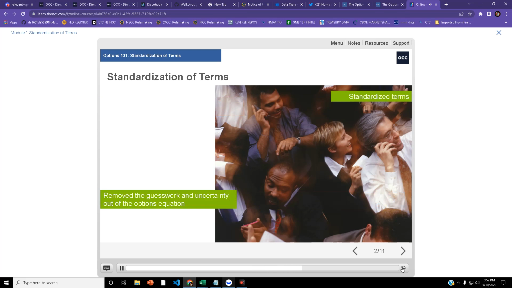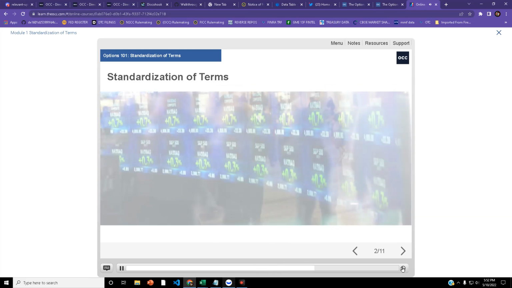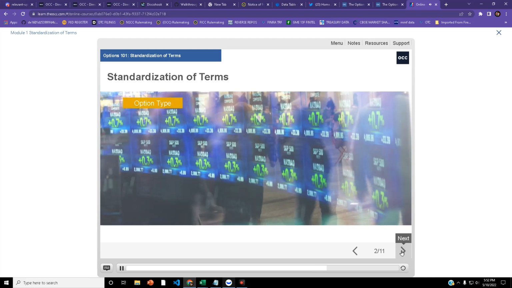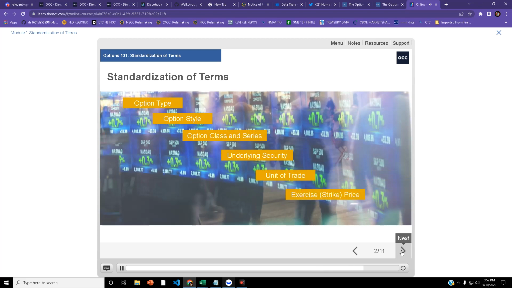When it comes to option contracts, the standardized terms are straightforward and include type, style, class and series, underlying security, unit of trade, exercise or strike price, and expiration date. Each of these terms will be discussed more thoroughly in the subsequent slides.